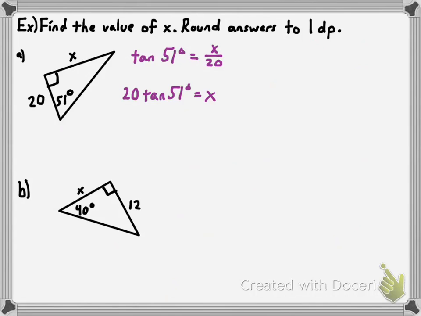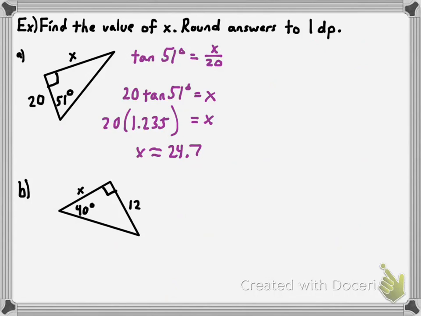But what I'm interested in doing is knowing what 20 times the tangent of 51 degrees is. Well, I guess I'll do that in 2 steps here. The tangent of 51 is about 1.235. All right, and if you multiply that by 20, you'll get about 24.7 as the length of the missing side.